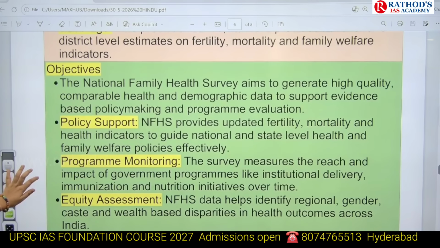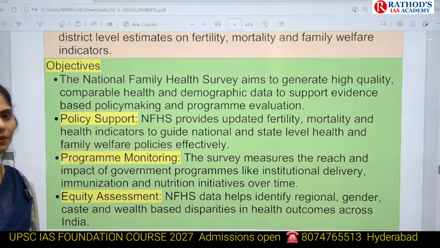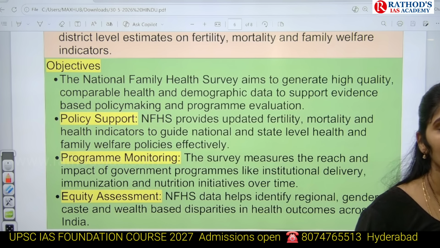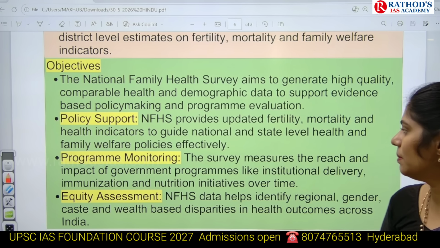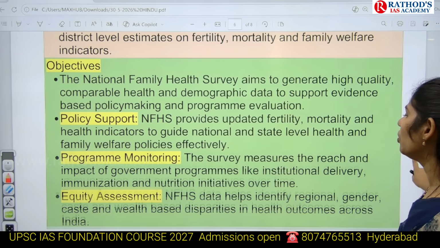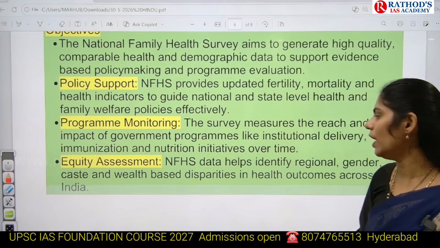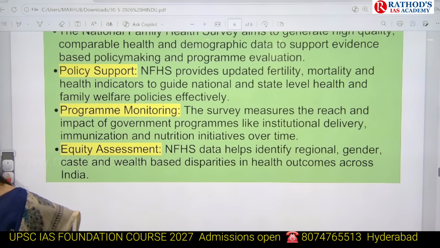And you have to say about objectives. The objective is that NFHS will be giving the data. Based on that data, we can go for proper policy making. We can go for proper monitoring of programs, and we can assess whether we are providing equity or not, whether the targeted beneficiaries are getting benefited or not because of the schemes. All these things we can understand. So this is about this topic.